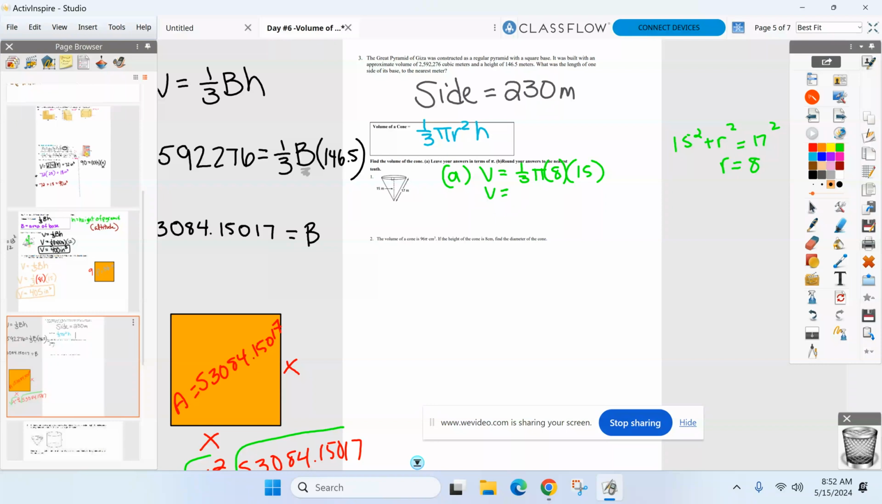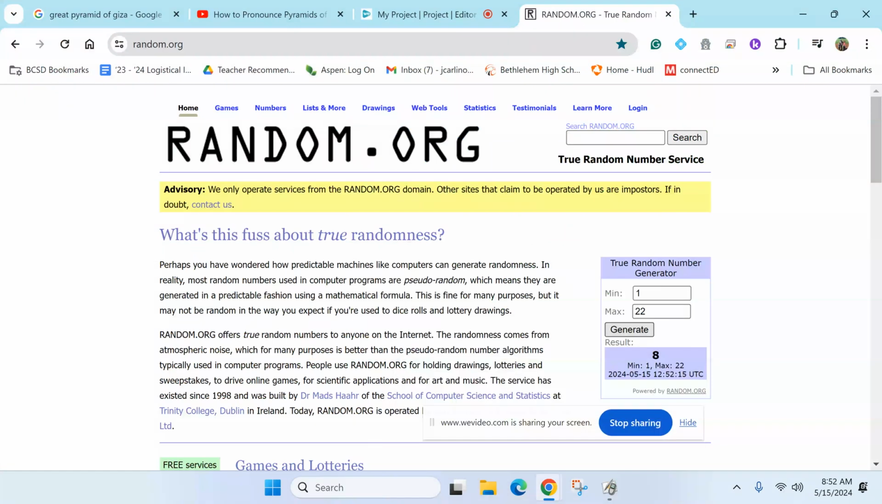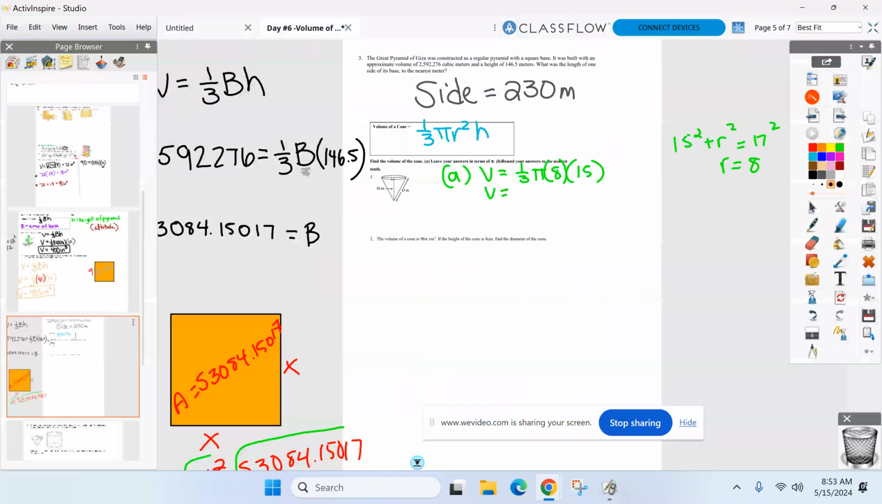All we're doing is leaving this in terms of pi, which your calculator does for you, of course. I don't need to ask anybody there. 320 pi cubic meters.